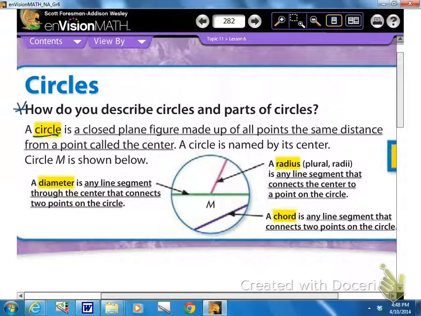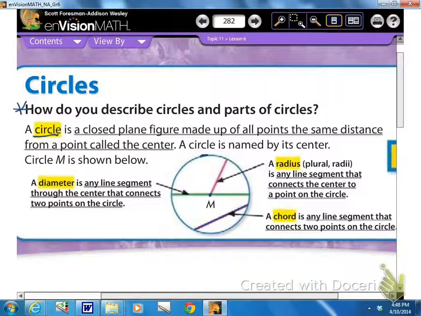So the first thing you have to write down is circle, with the definition of a circle, which is a closed plane figure made up of all points the same distance from a point called the center. A circle is named by its center, so for the example here, if you had that dot there, the point, it would be point M. So when it says made up of all points the same distance from a point, it's saying this outer circle is actually made up of just many points put together that make the circle.